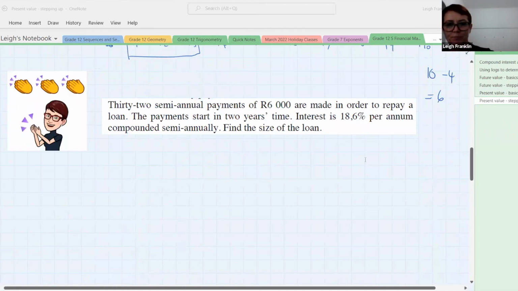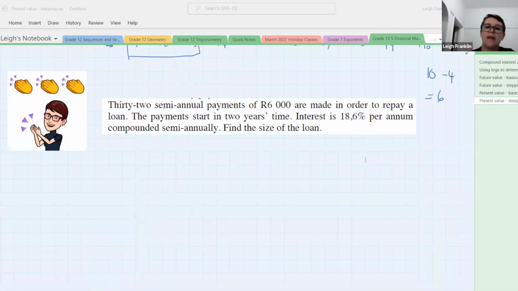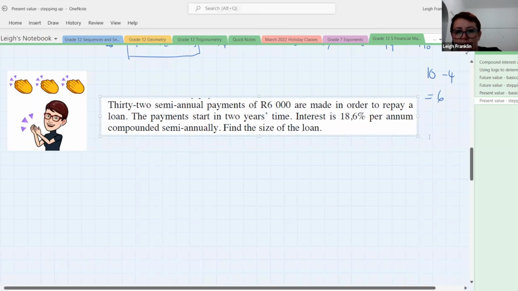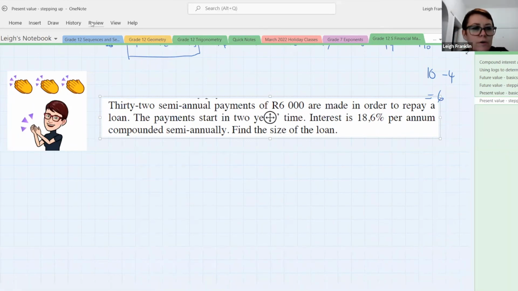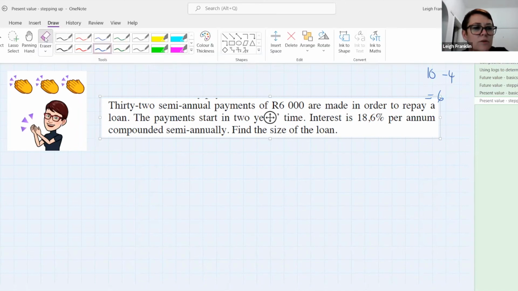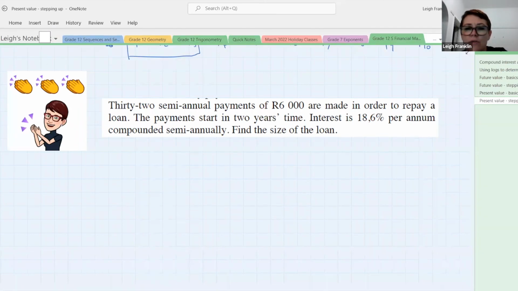All right, let's try another challenging question. 32 semi-annual payments of 6,000 Rand are made in order to repay a loan. The payments start in 2 years' time. Interest is 18% per annum compounded semi-annually. Find the size of the loan. Okay, so again, I'm going to let you guys try this one on your own, and then we can talk about how you think we should answer it.